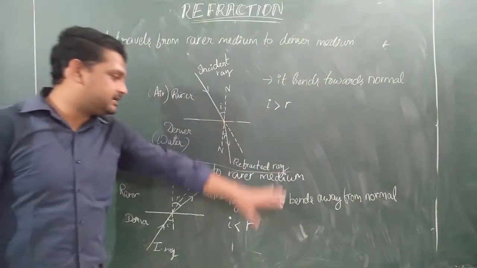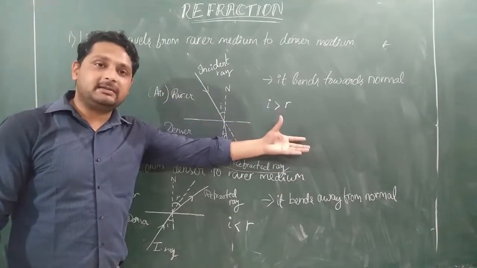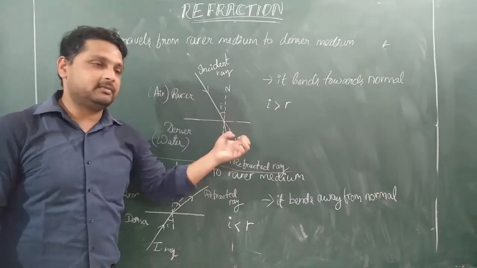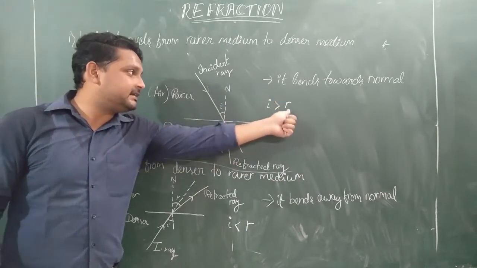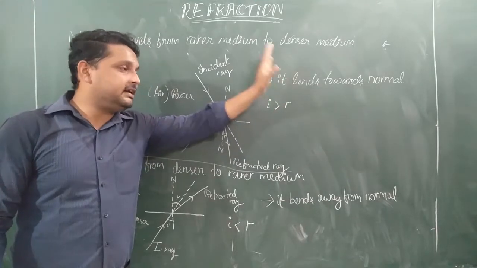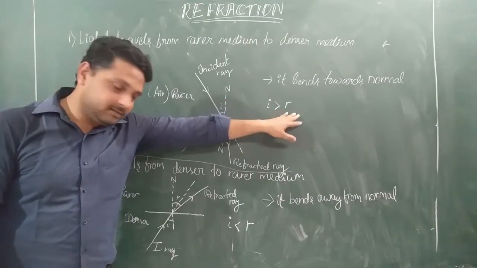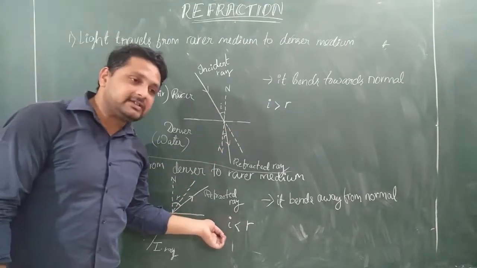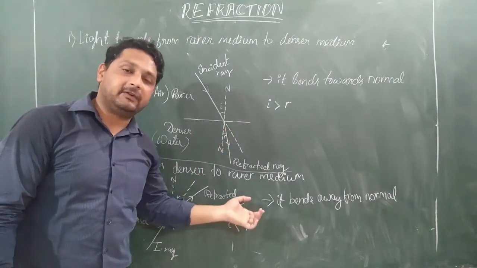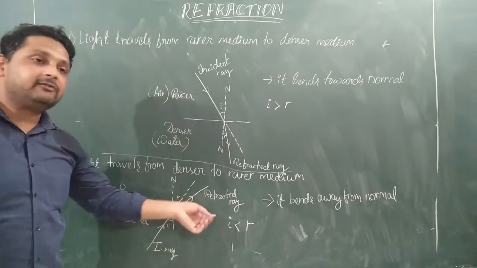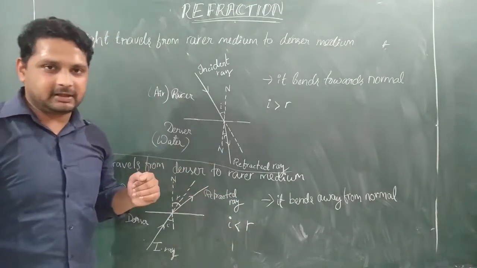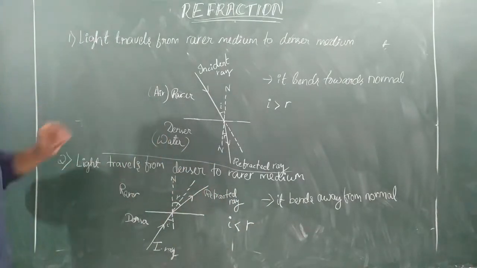So with this also we can decide the type of the medium. If the angle of incidence is greater than the angle of refraction, then the light ray is traveling from a rarer medium to a denser medium. If the angle of incidence is less than the angle of refraction, then the light is traveling from a denser medium to a rarer medium. Understood? Pause the video and note it down.